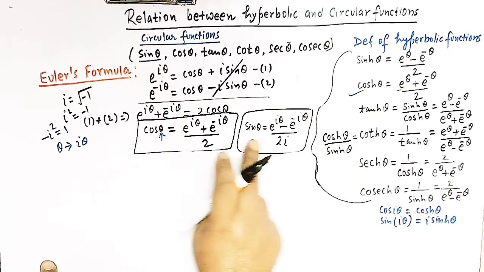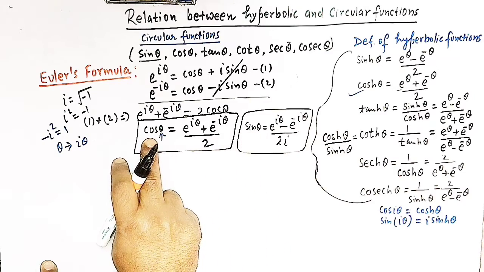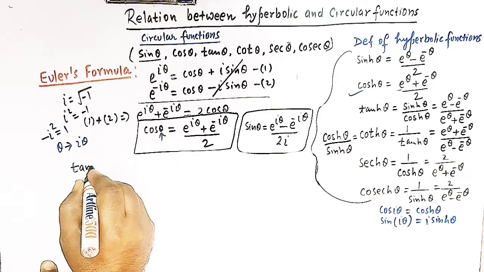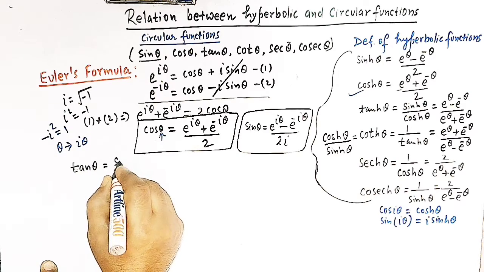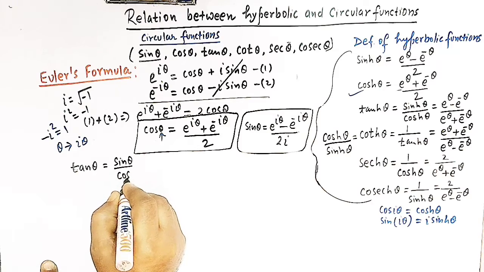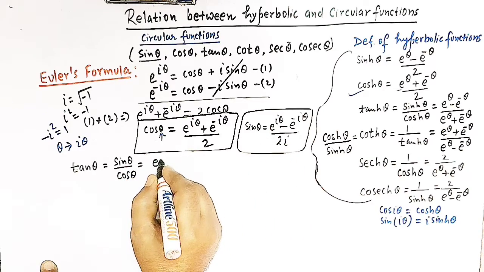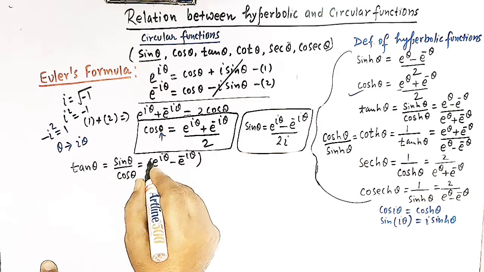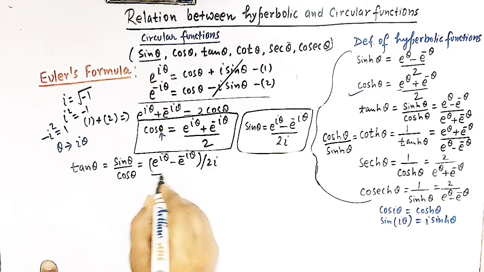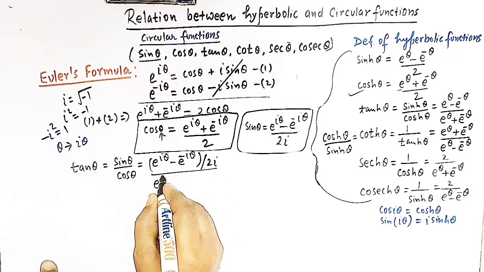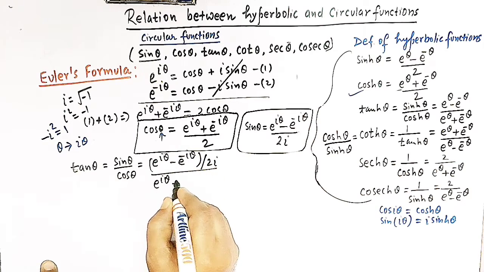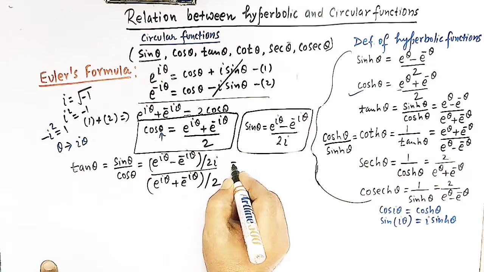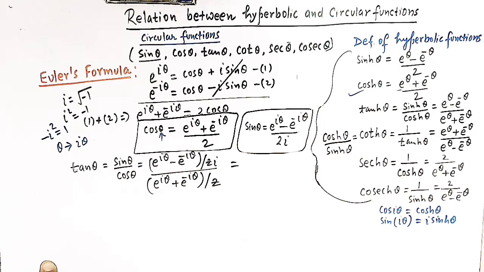So now let us divide sine theta by cosine theta to get the expression for tangent of theta. So tangent of theta is equal to sine theta over cosine theta. Sine theta is e raised to i theta minus e raised to minus i theta divided by 2i. And here we have cosine theta, e raised to i theta plus e raised to minus i theta divided by 2. So now this 2 and this 2 get cancelled.